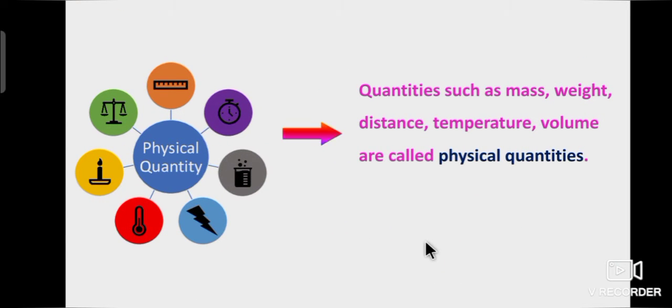So, quantities such as mass, weight, distance, temperature, volume are called physical quantities. Once again I repeat, quantities such as mass, weight, distance, temperature, volume are called physical quantities.